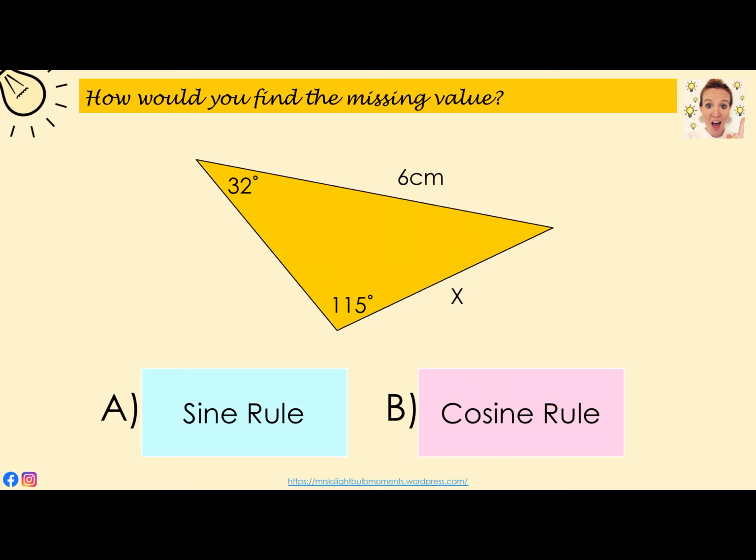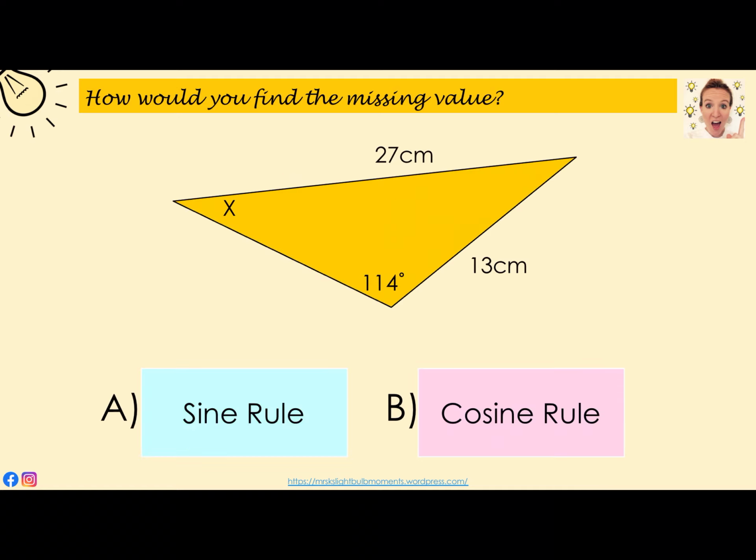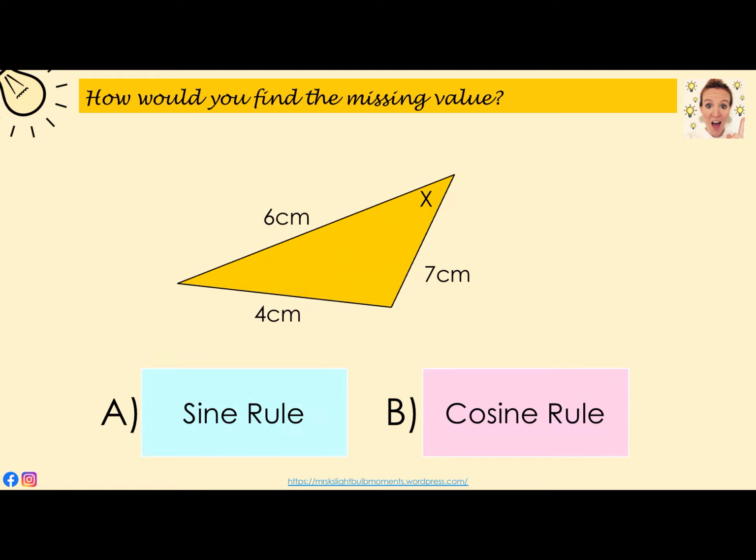What about this one? Yeah, that's a nice sine rule one. You've got 2 pairs there of matching values. This one. Yeah, that's a sine rule. Again, 2 opposite pairs. And last one, sine or cosine? Yeah, that's a cosine rule. You've got the 3 lengths on the outside and you're trying to find one angle.